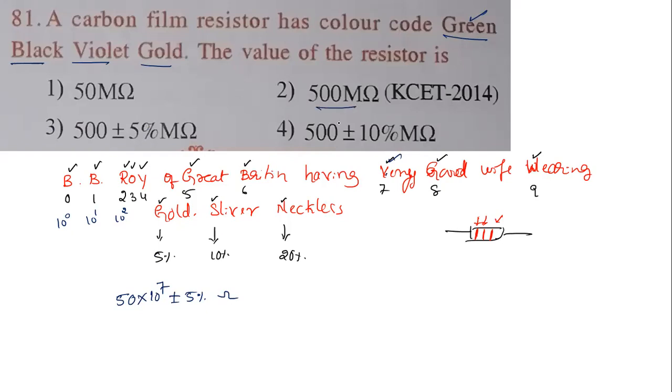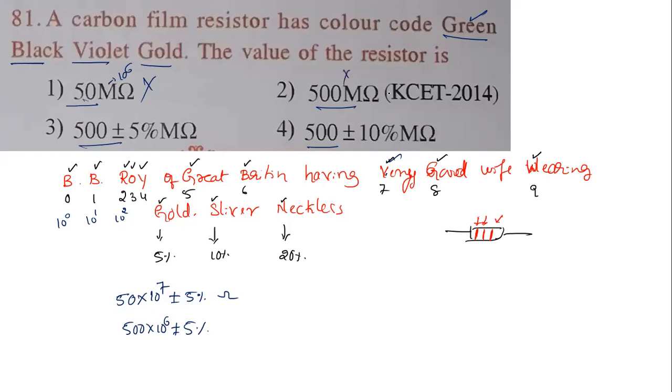So is the answer like this? Here 500 is there, here 500 is there, here 500 is there, here 50 is there. You people are confused and will take 50. That is the wrong answer because 10 power 7 is there, sir. So make it 500 into 10 power 6 plus or minus 5%, because mega means 10 power 6. Now we got 500.